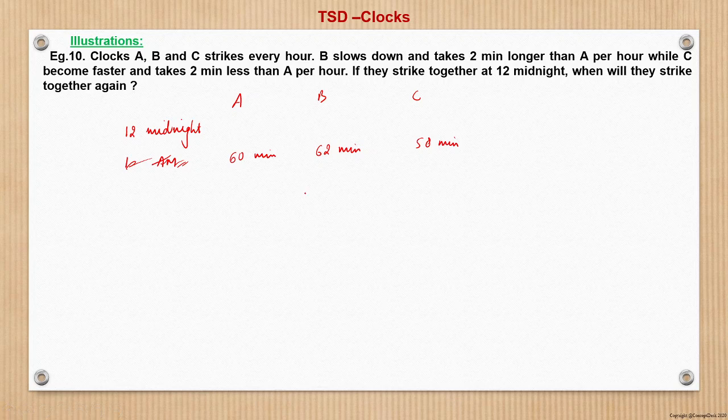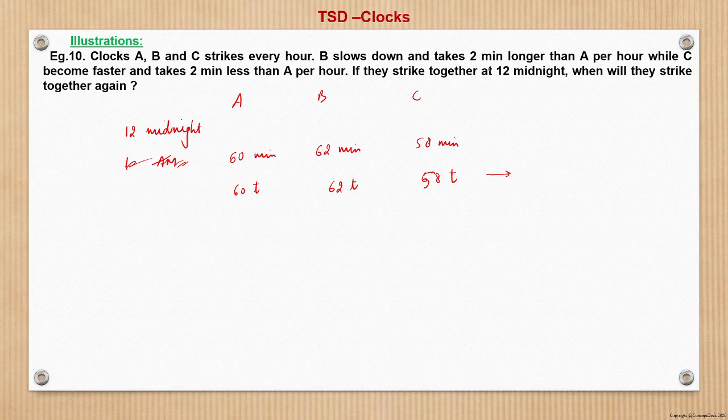So in general terms we can say that A will be striking after every 60t, B will be striking after 62t, and C will be striking after 58t, right? This is the most general form of saying the same thing. It means that whenever A strikes, B strikes 2 minutes after that, and C strikes 2 minutes earlier than that, because every hour they will be gaining that, right?